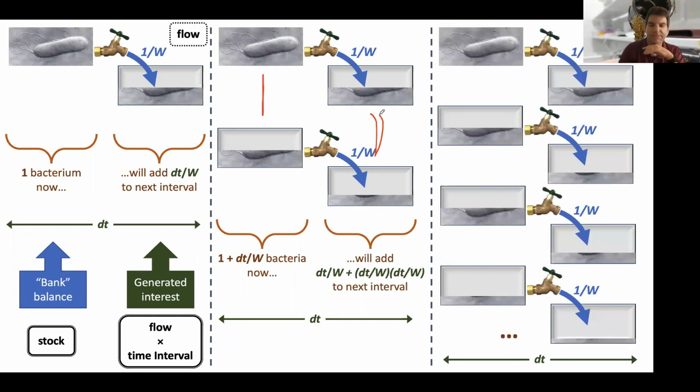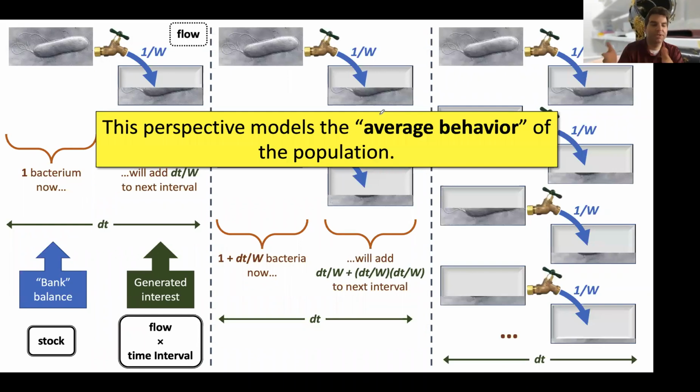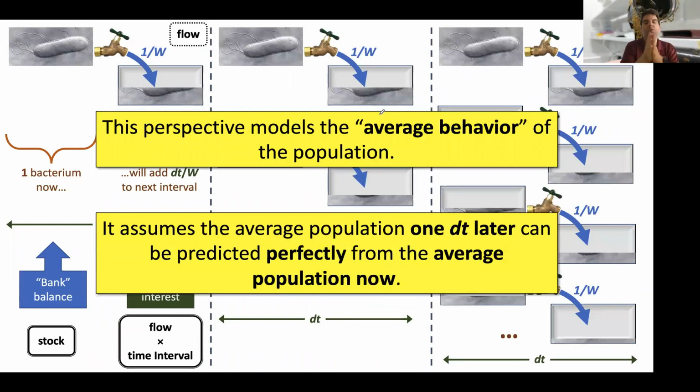And so this perspective models the average behavior of the population, and it assumes that if we know what went on in one time step, one compounding period, one DT, then we can perfectly predict what's going to happen in the next DT. So it's deterministic. And that's fine, that's a good start. But that just tells us how things are growing on average.